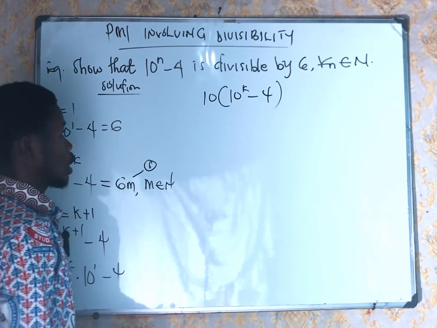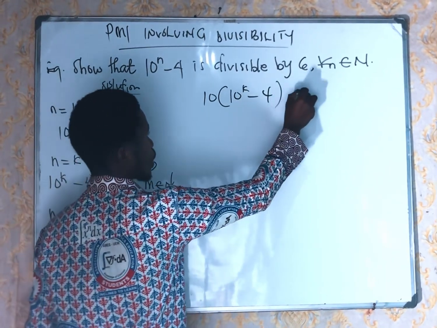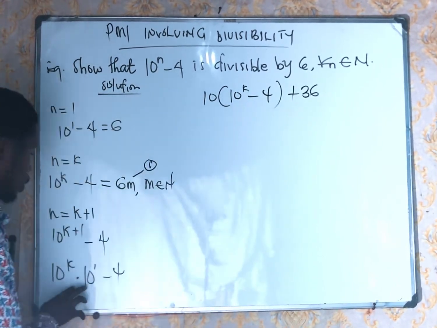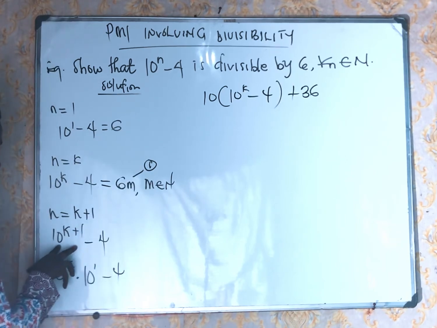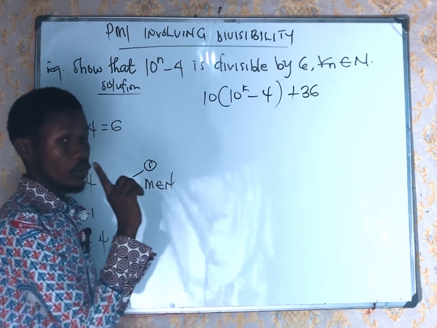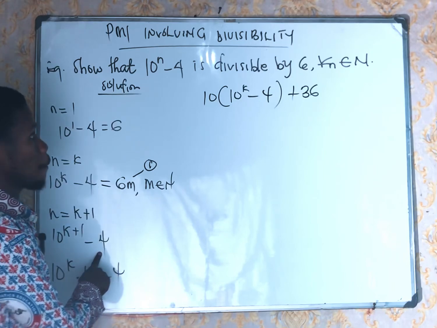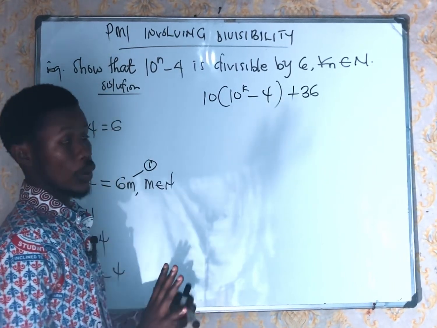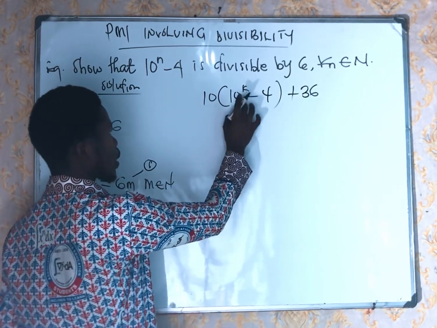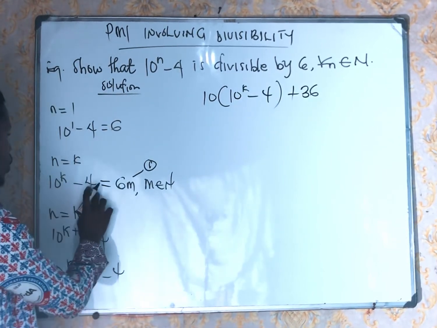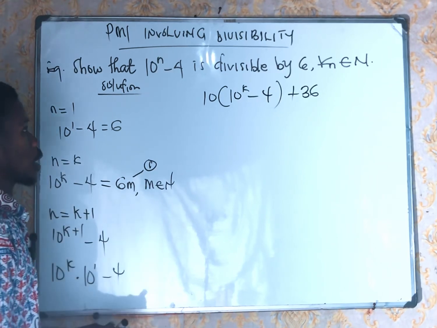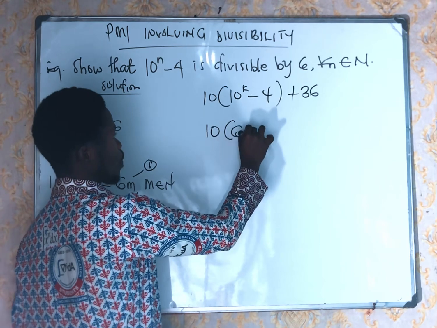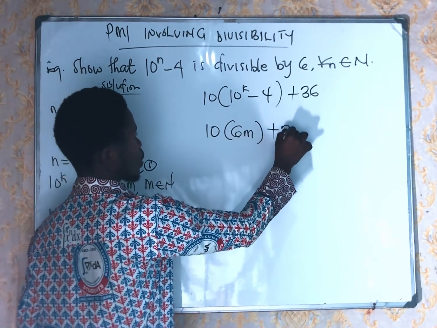It's not correct. So for me to make this correct, I just add 36, so that if I multiply this by this, I'll get this. Then if I multiply this by this, I'll get negative 40. But it's supposed to be negative 4. So if I add 36 to the negative 40, that gives me negative 4. So this is a correct statement. You realize that 10 to the power k minus 4 is the same thing here, which was equal to 6m. So I can replace it by 6m. So I have 10 bracket open 6m close bracket plus 36.